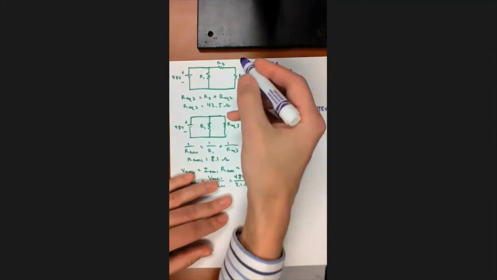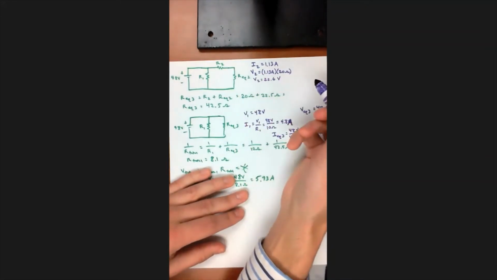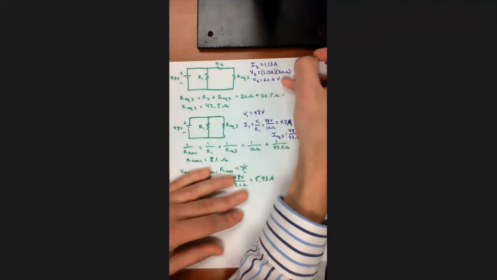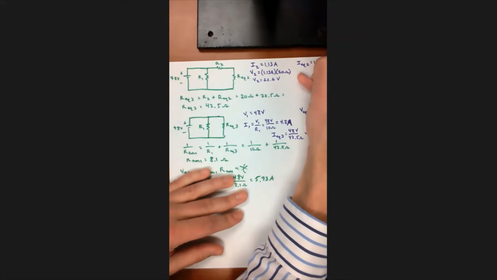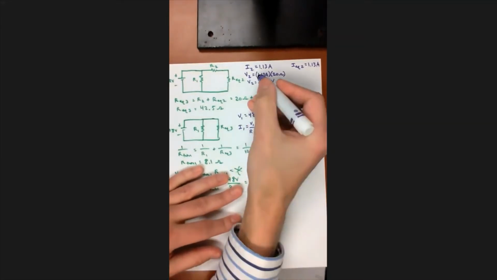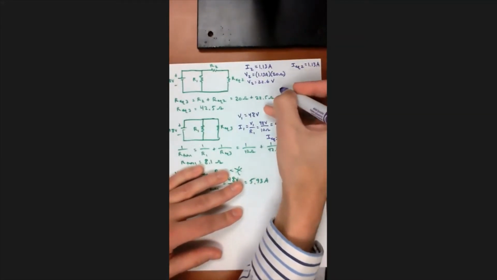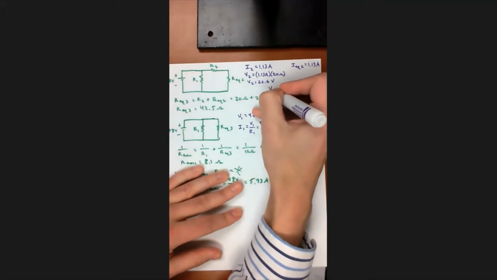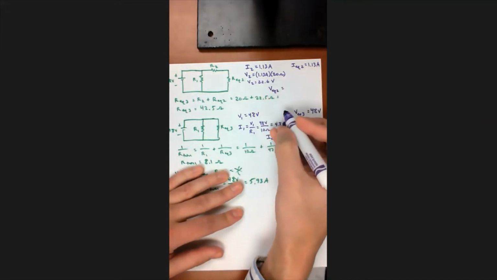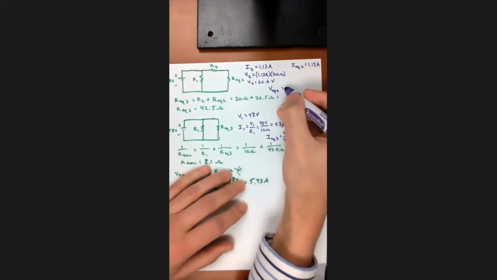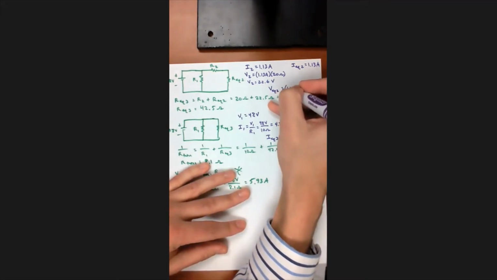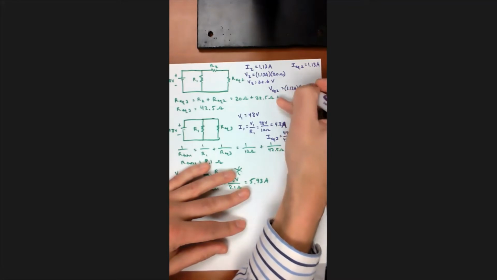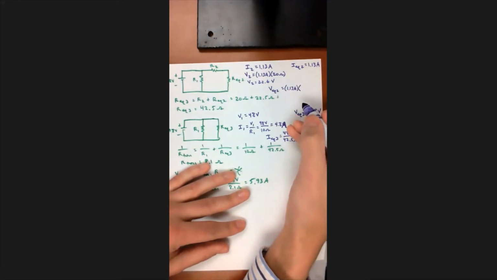I already know I equivalent 2. It's the same as I2. So I'll write that down. I equivalent 2 equals the same, 1.13 amps, because they're in series. And then V equivalent 2, I'm going to come down here again, V equivalent 2 equals I equivalent 2 times R equivalent 2. I know both of those. So that's 1.13 amps times, what was R equivalent 2?